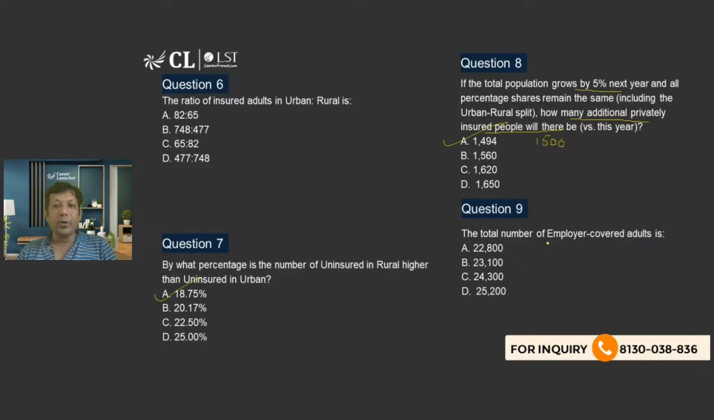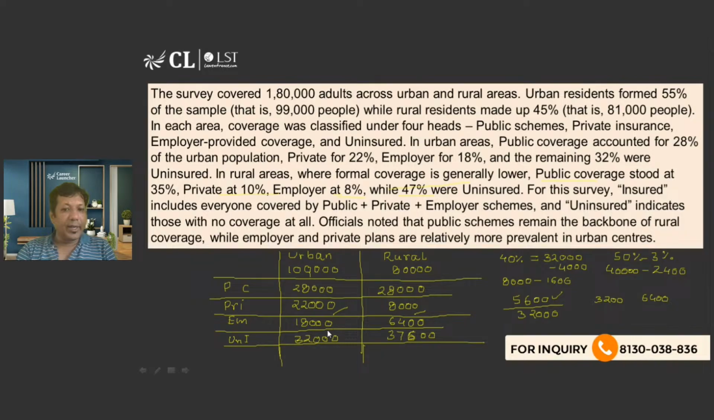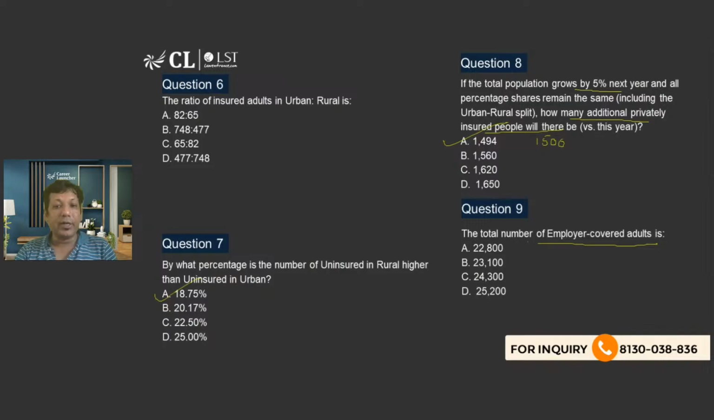The total number of employer covered adults. So employer covered adults, I am going to get 18,000 plus 6,400, that is 24,400. Which value is closest to 24,400? I can say that is option C. That's it. Understood?